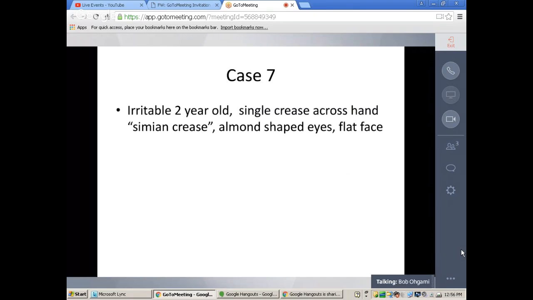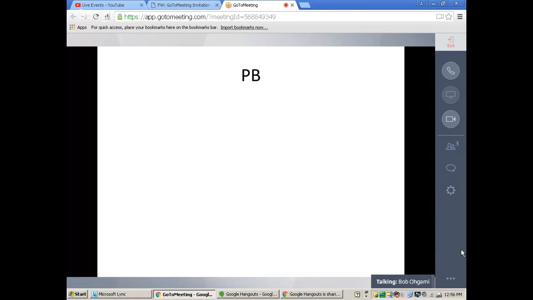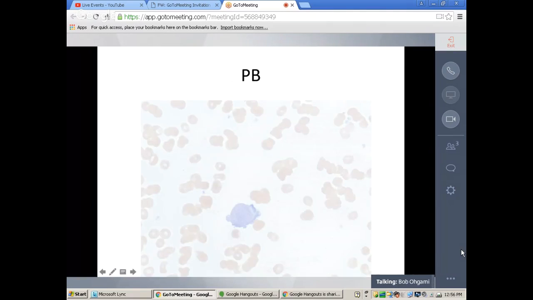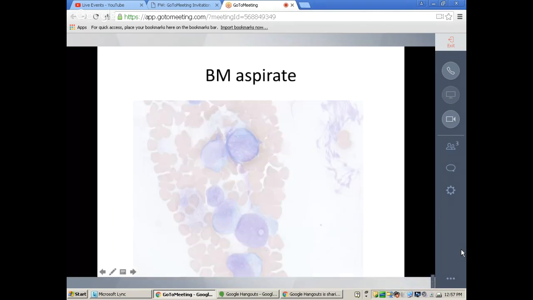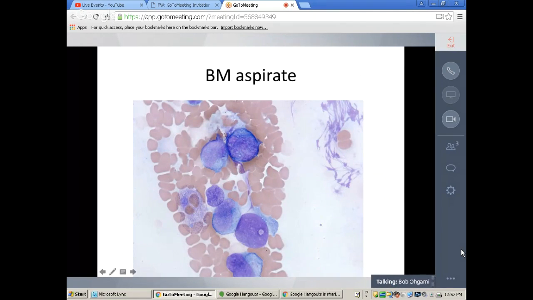So case number 7 is an irritable 2-year-old with a single crease across their hand, a simian crease, almond-shaped eyes, a flat face. A lot of us don't see patients anymore, but that may indicate something to you that you can remember from medical school. The peripheral blood smear is performed. You can see a blast here. It's a very large blast, has a big nucleolus, fine chromatin, and also it's interesting that this blast has these cytoplasmic blebs. A bone marrow aspirate is performed, and this is what those blasts look like. They're very large in size, and maybe if you look hard enough in other areas, you can see that there might be blebs.